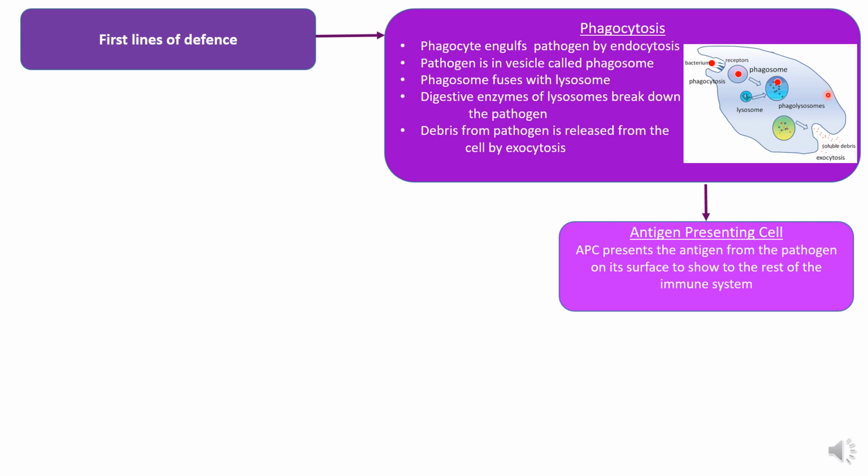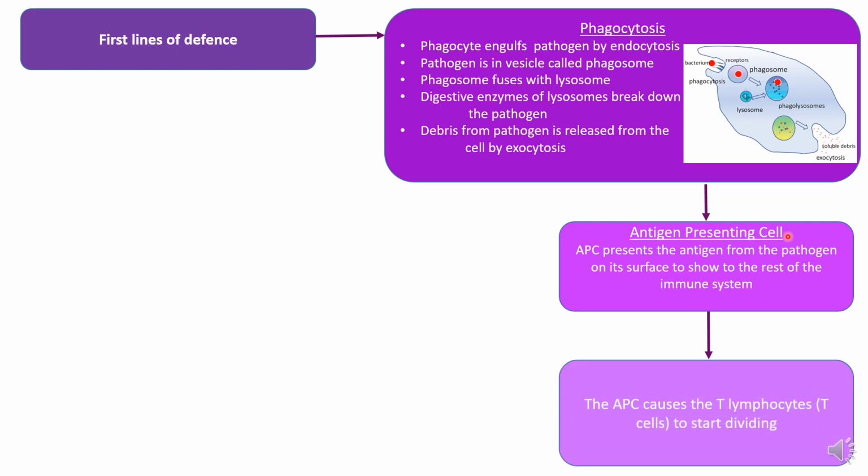So the phagocyte takes in the pathogen, breaks it down, gets rid of everything apart from the antigens. The antigens remain on the surface, and we then call it an antigen presenting cell. Essentially all it's doing is showing that antigen to the rest of the immune system. It's kind of saying, hey guys, to all of the other white blood cells, this is what you're looking for. This is foreign. You need to find it. So it just alerts the immune system to be able to better find the pathogens.